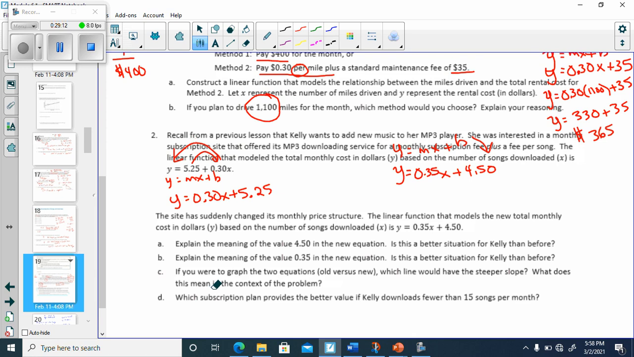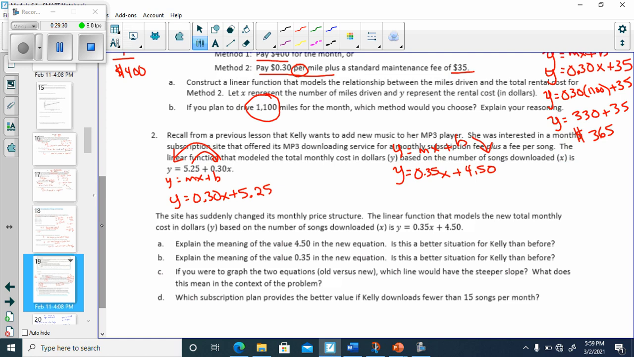Per download fee. If you were to graph the two equations, which line would have a steeper slope? This one would have a steeper slope. What does this mean in the context of the problem? This means that this one's rate goes up faster. It starts lower, but its rate goes up faster.